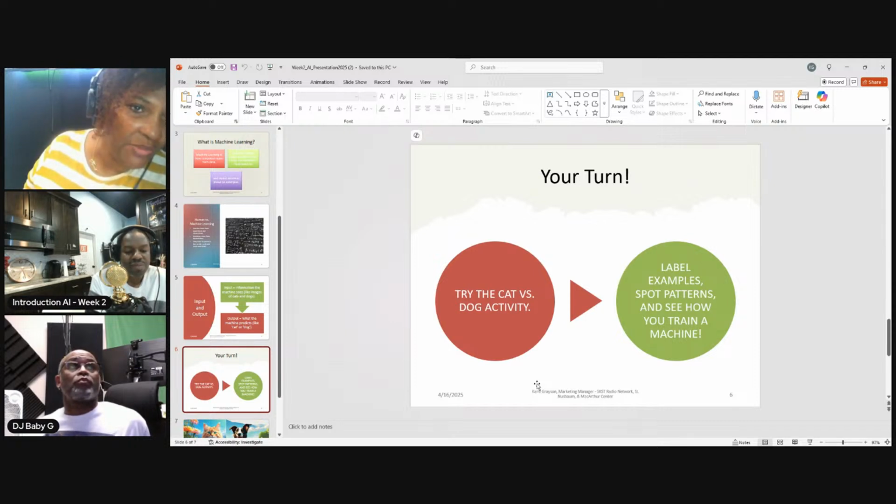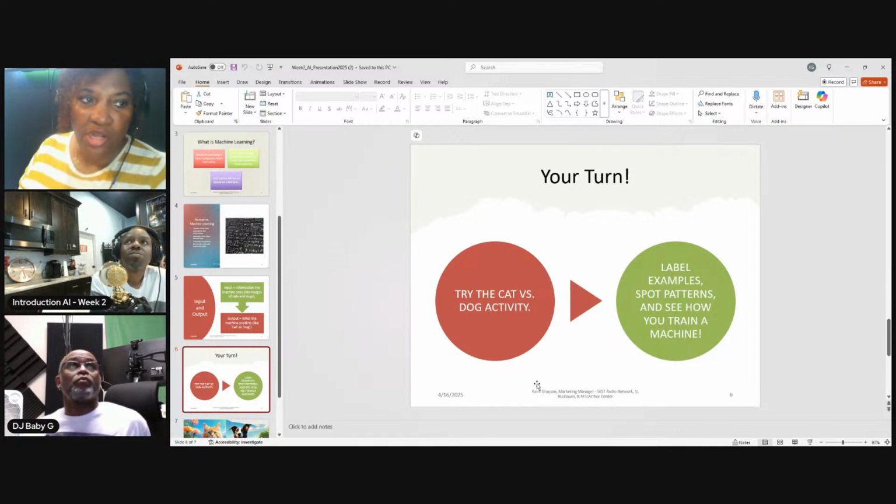Labels, examples, spot patterns. See how you train a machine. And you can also do that, like he just gave us. I hadn't even thought about doing it with Alexa. So he just gave us a good practice mode on your voice boxes to learn how to do different things on that.